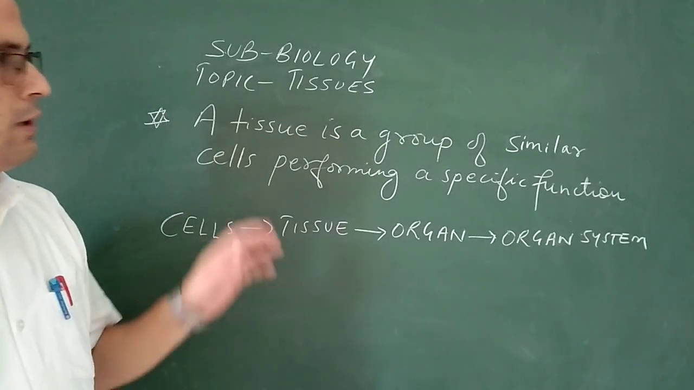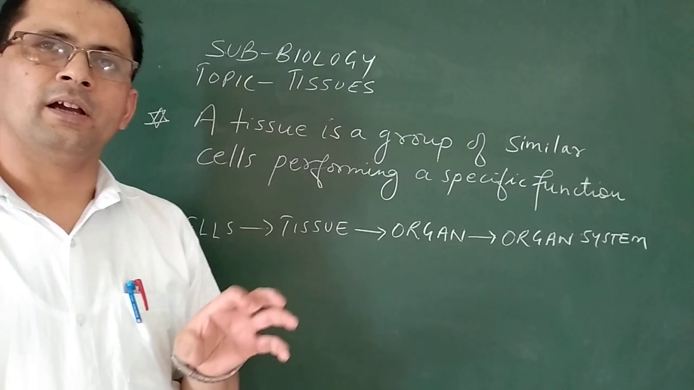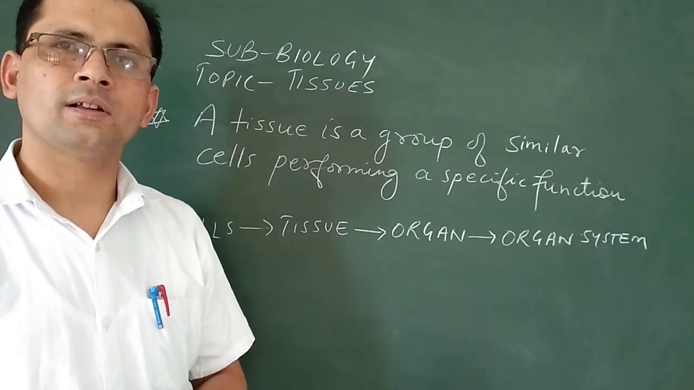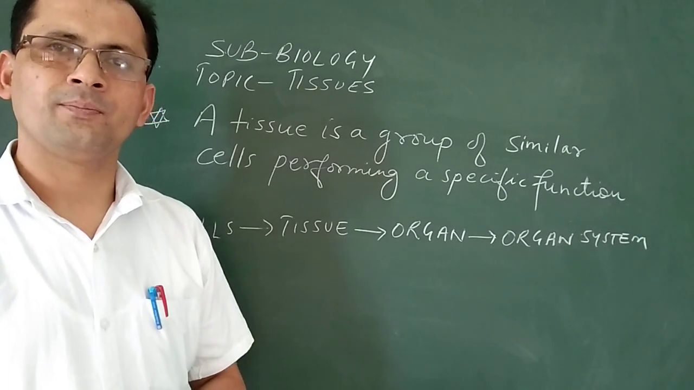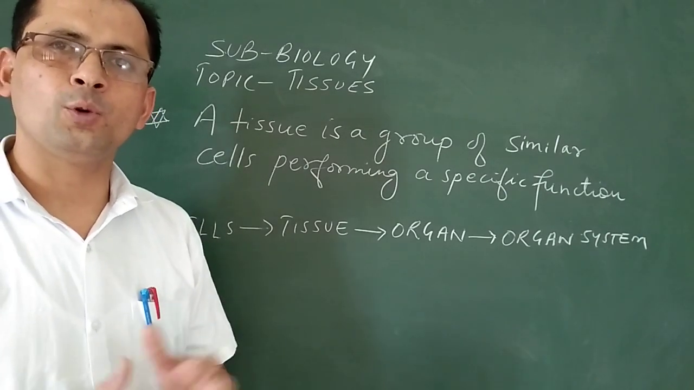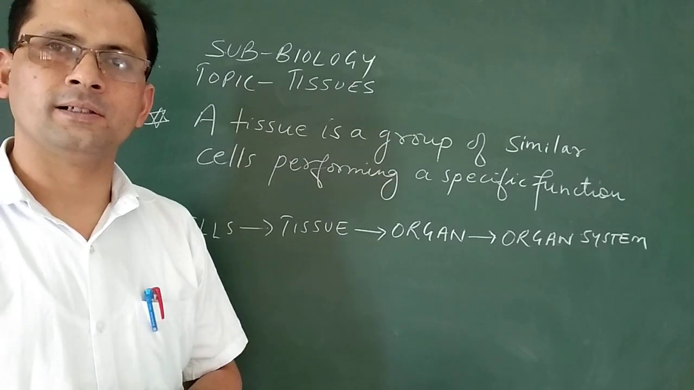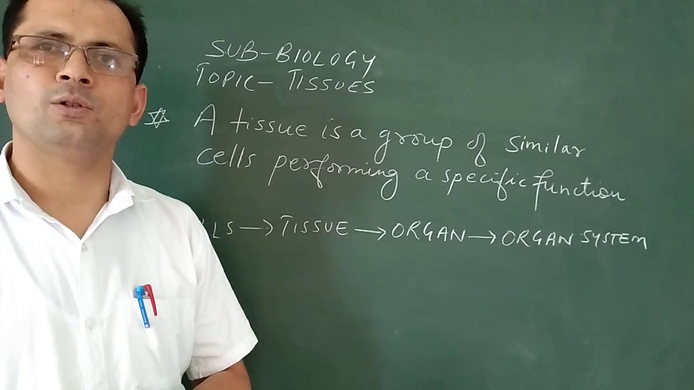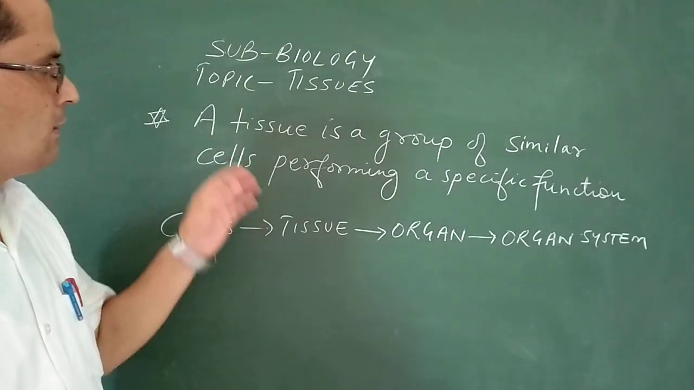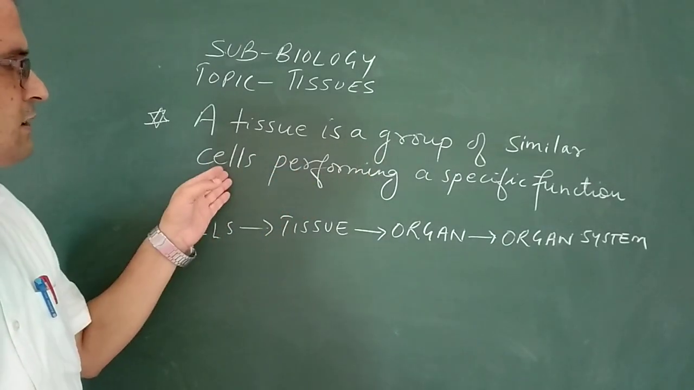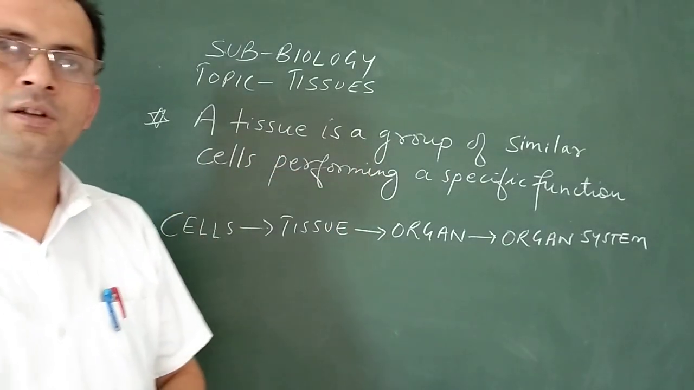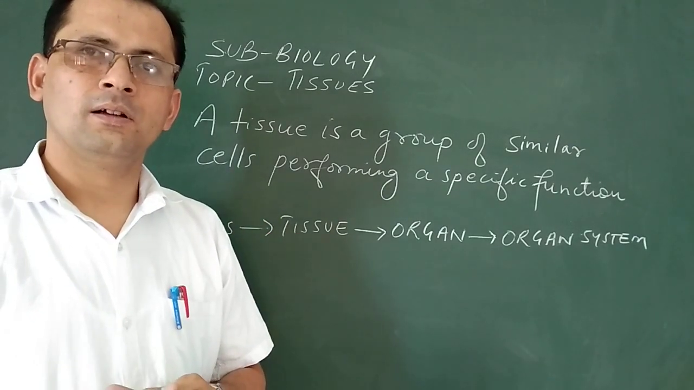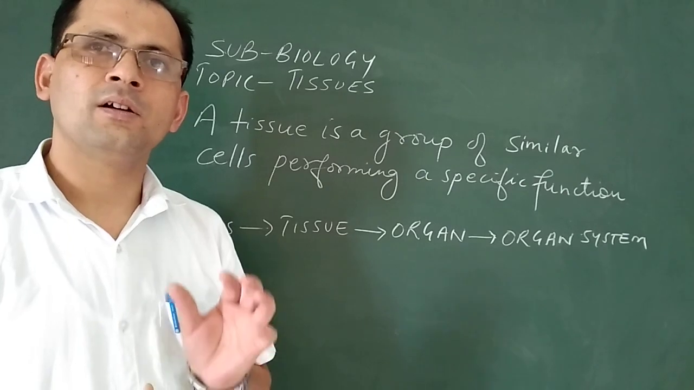Now see, if in the body of an organism a cell is going to do all the work, then only a little will be achieved. So the cells group together and work together to achieve more. This grouping of cells is known as tissue. A tissue is a group of similar cells performing a specific function.